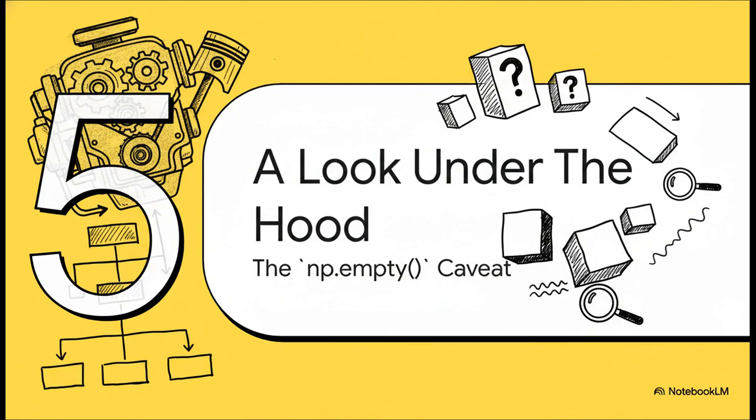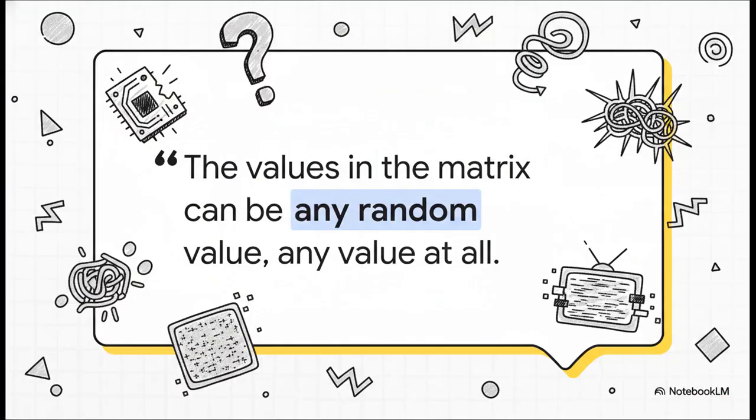All right, for our last little bit here, let's quickly peek under the hood at that third function we saw, np.empty, because understanding this one little detail is going to save you from some really confusing bugs later on. And this is the big reveal. The function np.empty is, well, it's very misleadingly named. It does not create an empty matrix. Instead, what it does is it just grabs a block of memory for you, and it's filled with whatever random garbage values were already sitting in that spot on your computer.